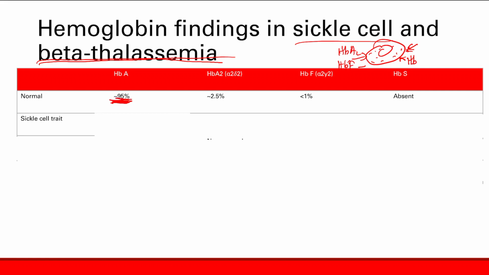But for patients who have sickle cell trait, what is sickle cell trait? Remember, that's when you have one copy of the mutated globin gene instead of two. What's going to happen to your adult hemoglobin levels?